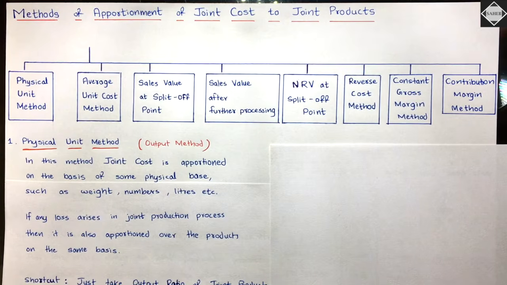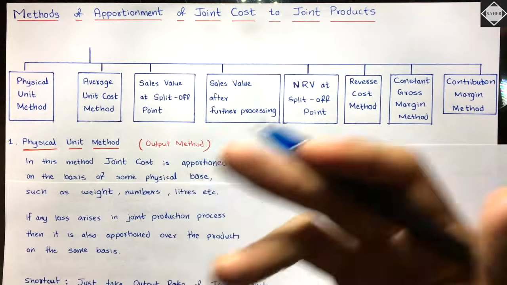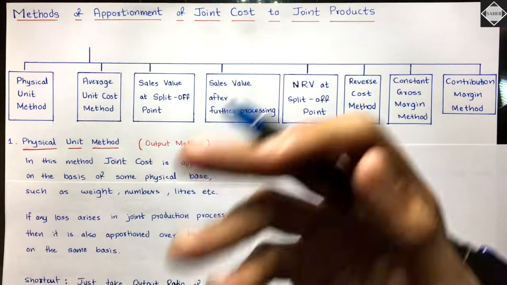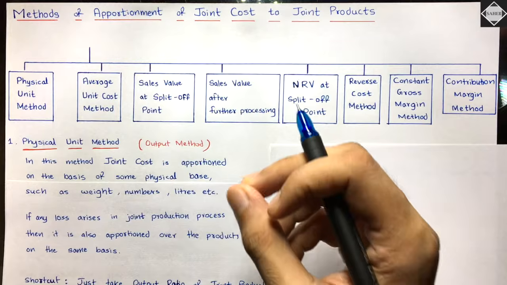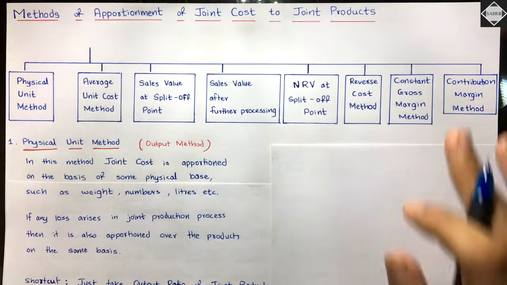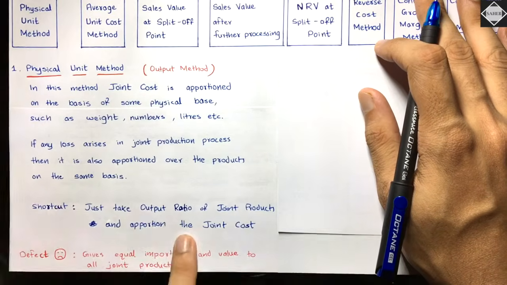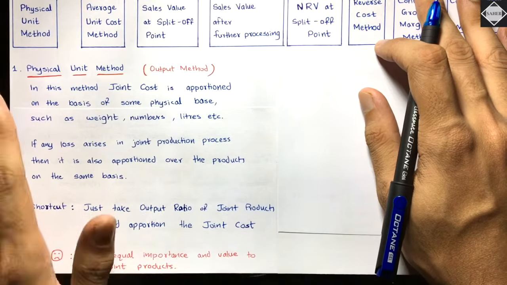Now what's that basic thing? It's really simple. As the name suggests, physical output method, physical unit method, that means you just have to look for the output. How many joint products have been produced, the number of units produced, and from that just take out the ratio and apportion the joint cost to joint products. That's all you have to do.